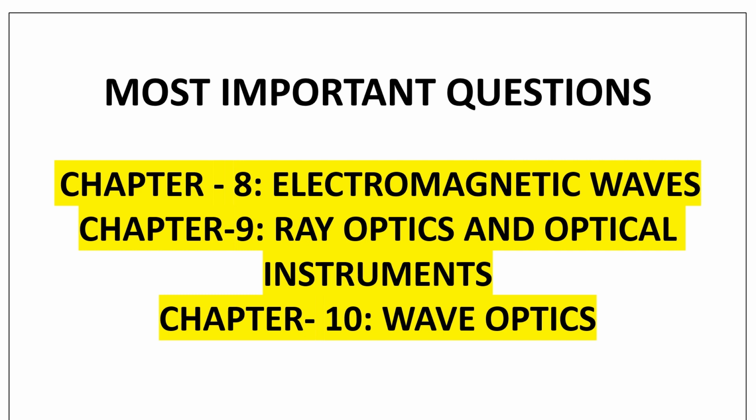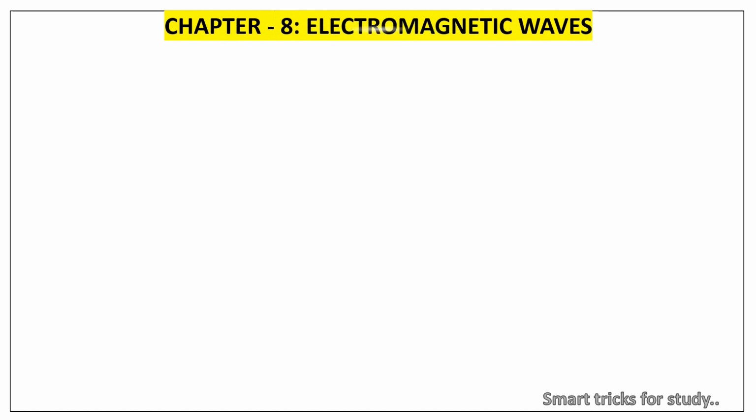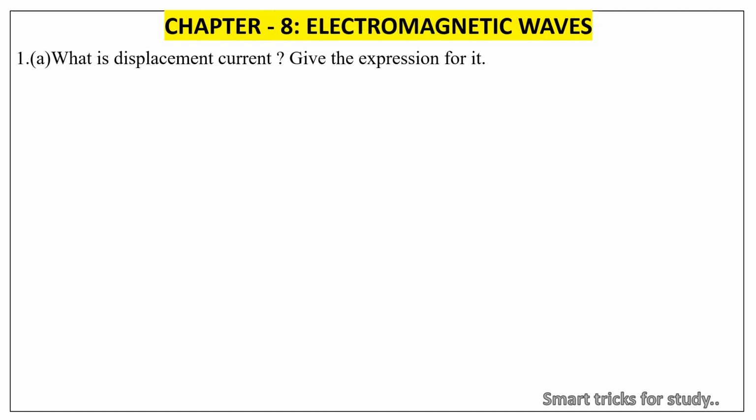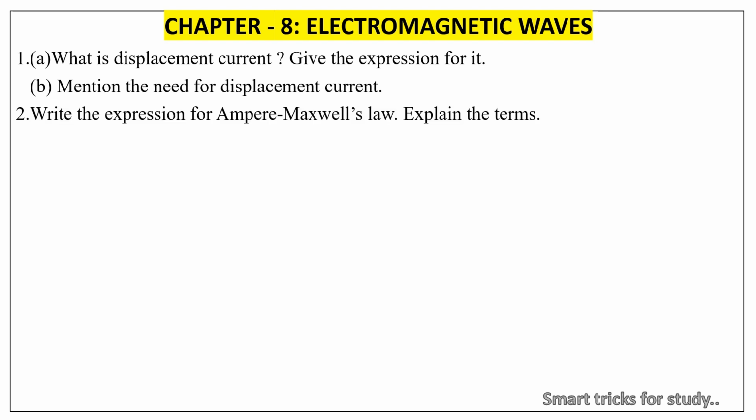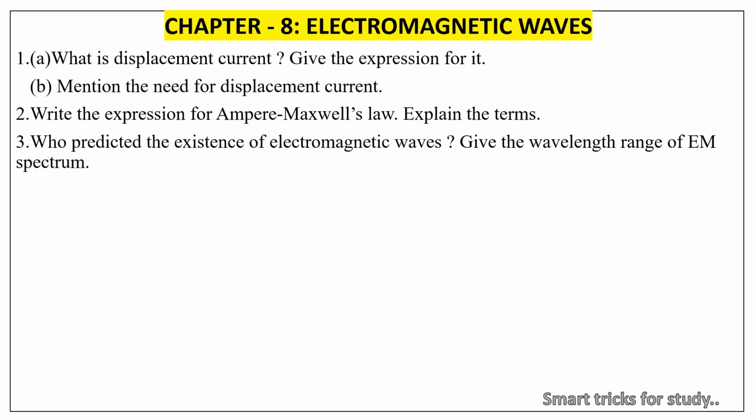Let's start one by one. Chapter 8, Electromagnetic Waves. 1. A. What is displacement current? Give the expression for it. B. Mention the need for displacement current. 2. Write the expression for Ampere-Maxwell's law. Explain the terms.